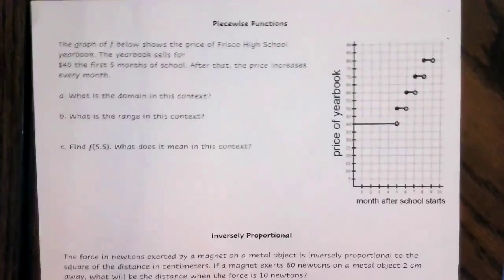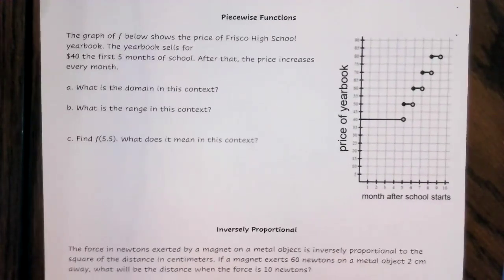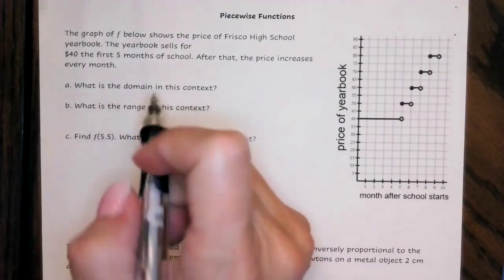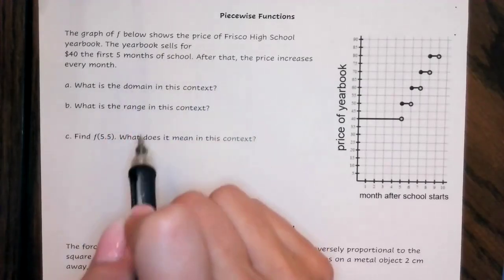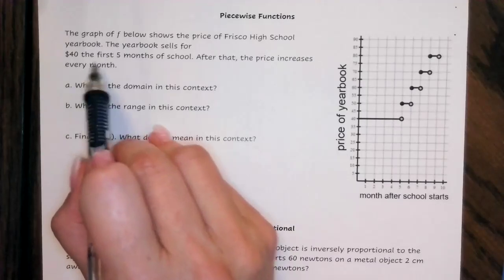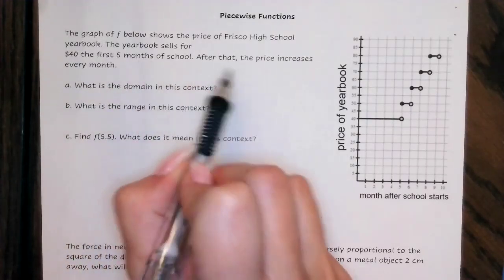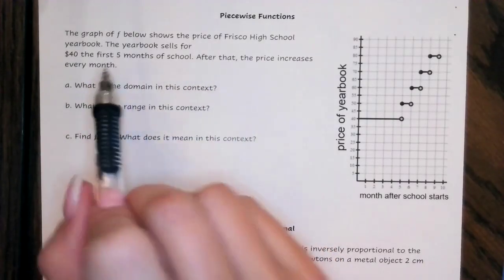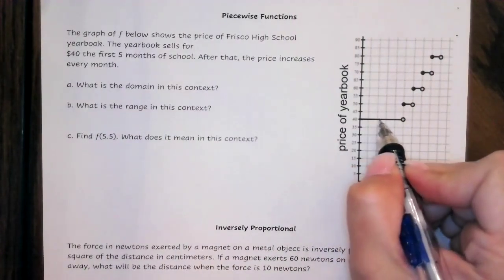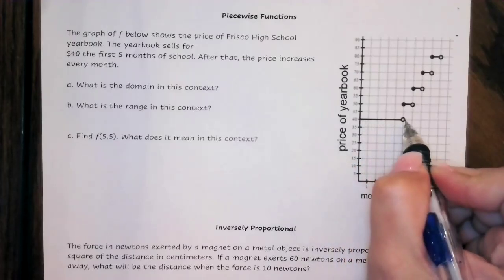All right. On the back here, we have a piecewise function. That one's one of the contextual ways that we want to look at this as well. So it's not just one function, but it's going to work in little pieces. It says the graph of F below shows the price of Frisco High School yearbook. The yearbook sells for $40 for the first 5 months of school. After that, the price increases every month. So then our first 5 months right here, it is selling at $40.